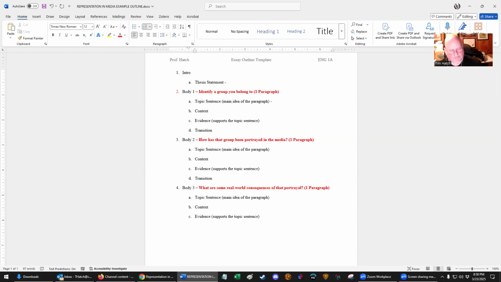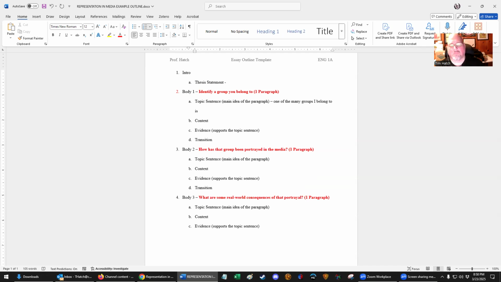Topic sentence, main idea of the first paragraph. So the topic sentence is going to be: one of the many groups I belong to is, I don't know, professors. I'm just going to go with teachers. And because I've got borderline OCD, that has to be a capital O. All right, so one of the many groups I belong to is teachers. How has that group been portrayed in the media?